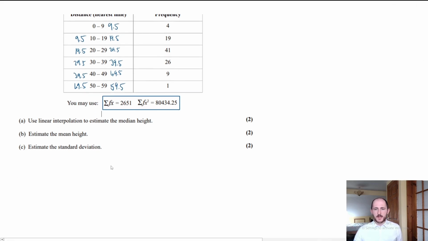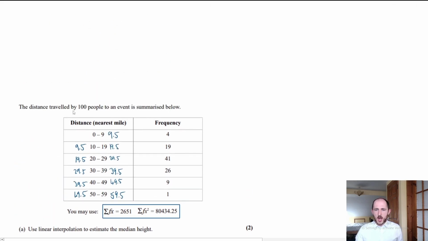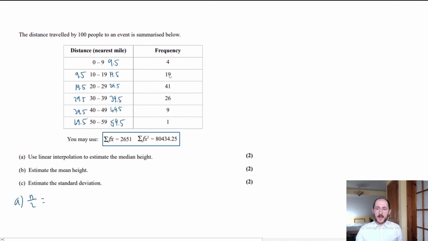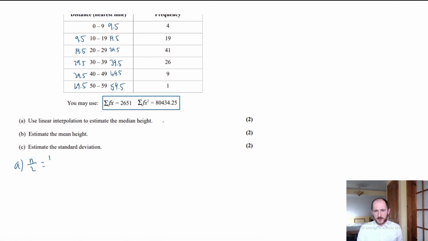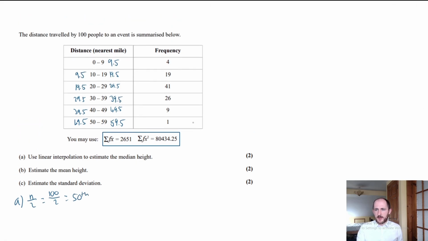Go back over it. So linear interpolation, how do we do it? First thing we do is take the number of values and we half it. What's the number of values? 100 people. Or add up the frequencies if you're nice and paranoid like I am. So that's 50 values, the 50th value. So if we add this as we're going up, we have 4, 23, and then I can see straight away that it's going to be in this class over here.